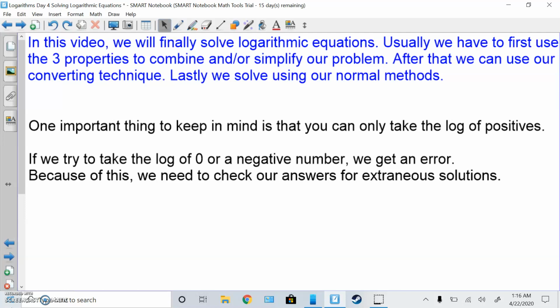One important thing to keep in mind is that you can only take the log of positive things. If you try to take the log of 0 or a negative number, we get an error. So let me show you in the calculator fast.